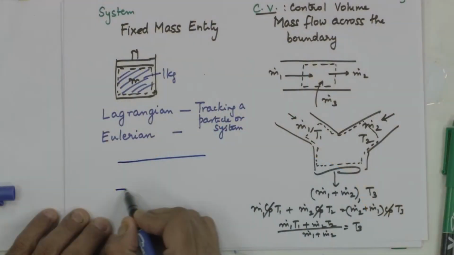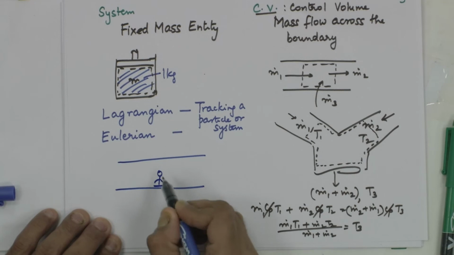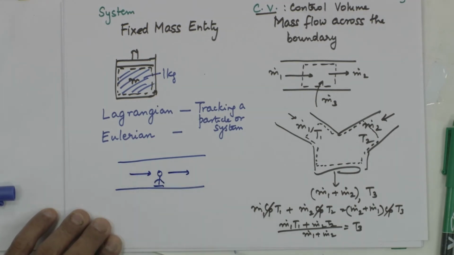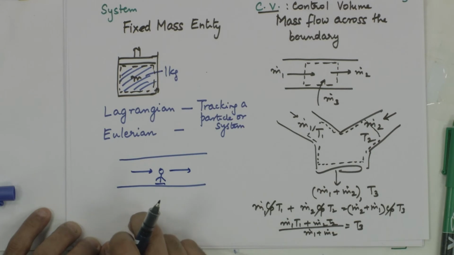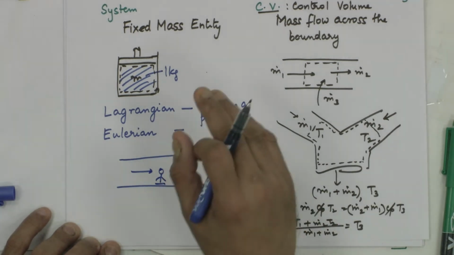Whereas when I give the final total score out of 100, it's only one number per student. I don't care what the individual marks were. Each header was different, but the final score is 81 on 100, 72 on 100, 58 on 100. The complexity reduces. The Eulerian approach is something like that, where I don't track individual particles. I am sitting at a place and seeing what is happening in my region of interest. So if this is the pipe, I am sitting here and seeing what is the mass flow rate of the fluid going, what is the temperature of the fluid going, what is the internal energy, what is the entropy, everything.